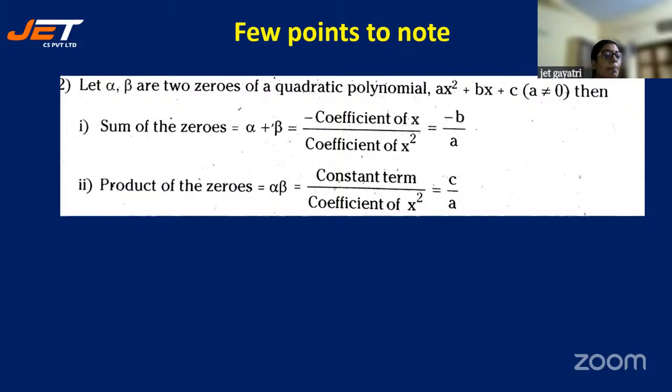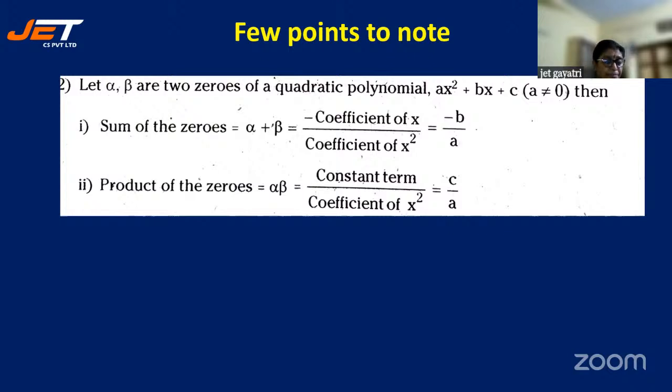All right, next. Let alpha, beta be two zeros of a quadratic polynomial ax square plus bx plus c, where a is not equal to 0. Then what is alpha plus beta? It is nothing but minus of coefficient of x, that is minus b, by coefficient of x square, that is a. So it is minus b by a.